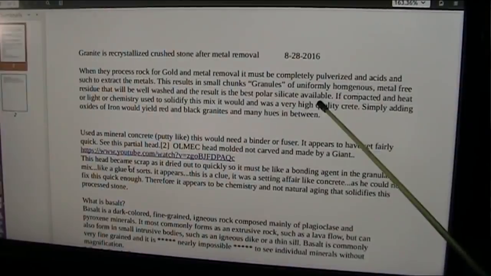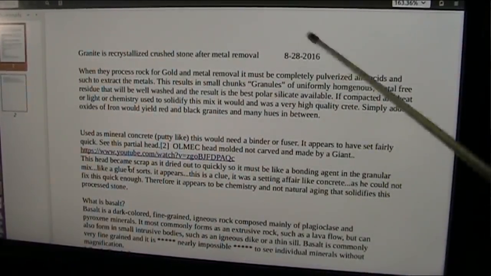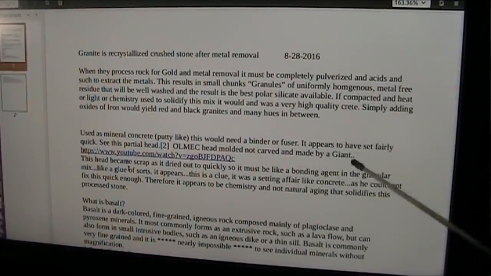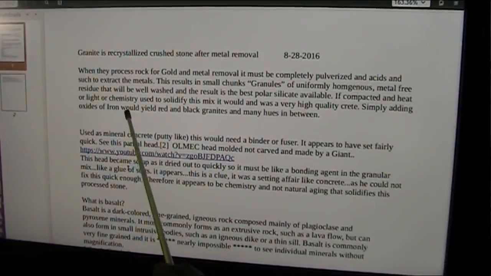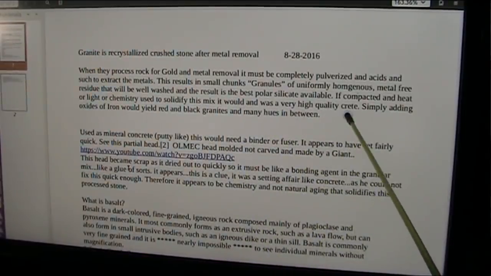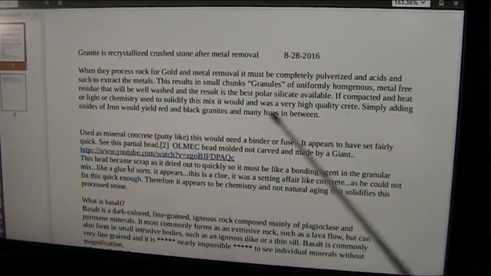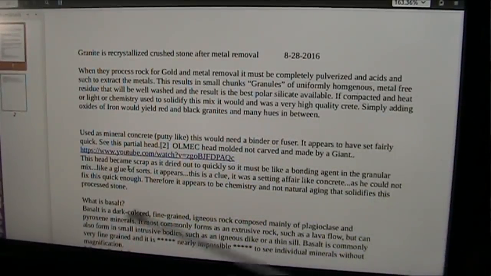And they used it for construction, and those circular cores cut through, and they say, well, how did they do that? They just took them and they zipped right through while they were wet and putty. If compacted in heat or light or chemistry used to solidify and mix, it would, and was a very high quality concrete. And it just would dry up on its own. Simply adding oxides of iron would yield red and black granites, many hues in between.